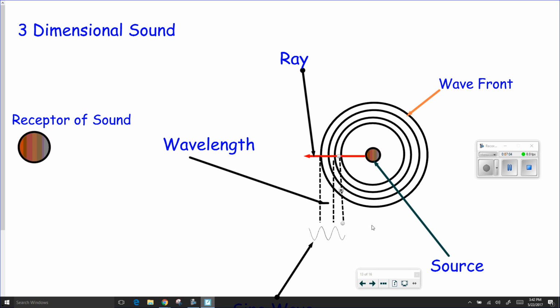And then also note that I have one final ring on the outside, which is the first initial compression from the sound source. And we call that first initial ring, that first initial compression, the wave front. And that is the first area of compression that will reach the receptor first.